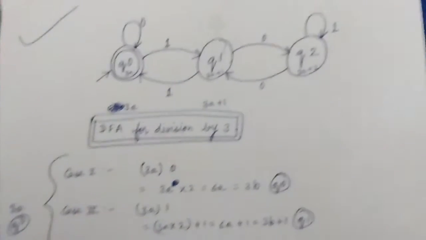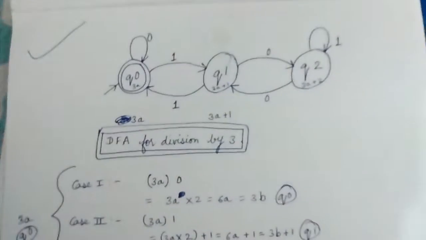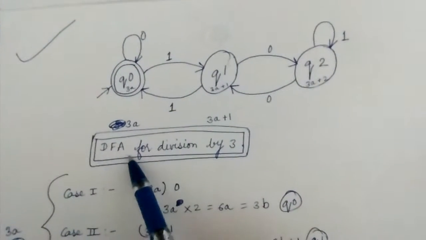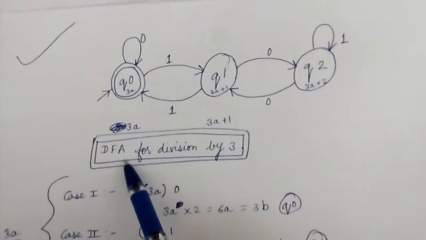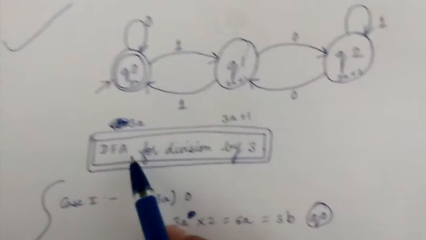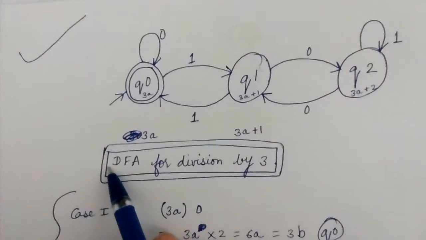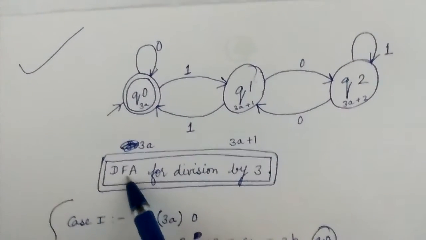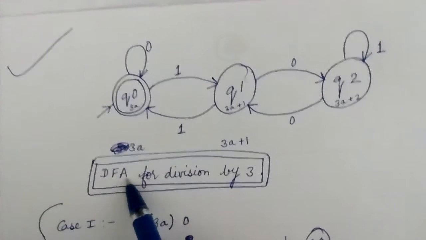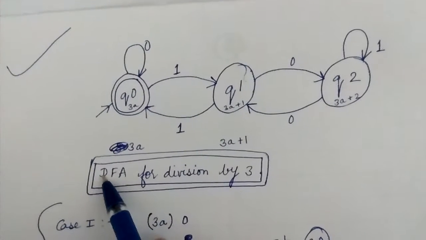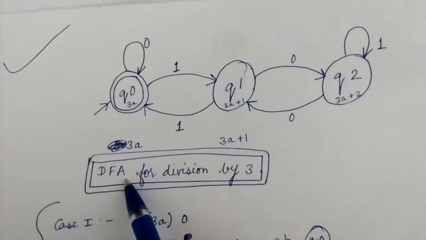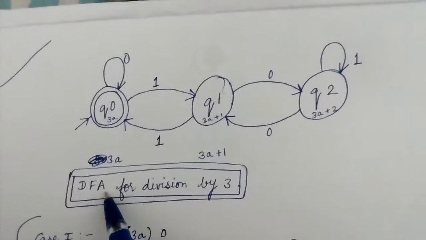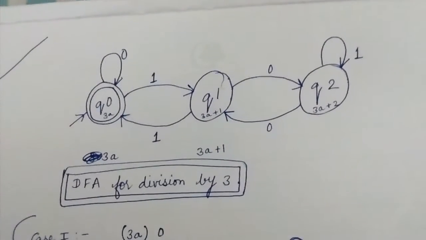So today we will look at how to perform division by 3 using a DFA. First of all, we will look at what a DFA is. We will not go into the details of that, but we will have a brief introduction. DFA stands for deterministic finite automata. What it means, let us try to explore.